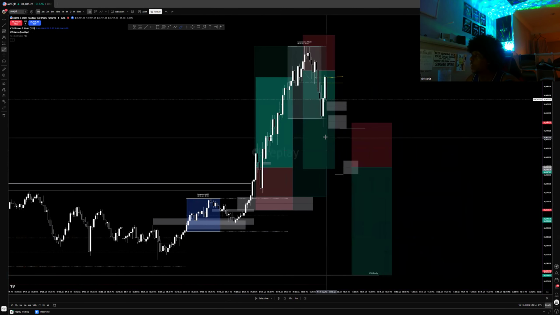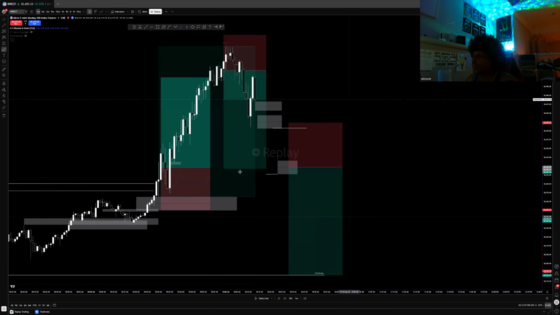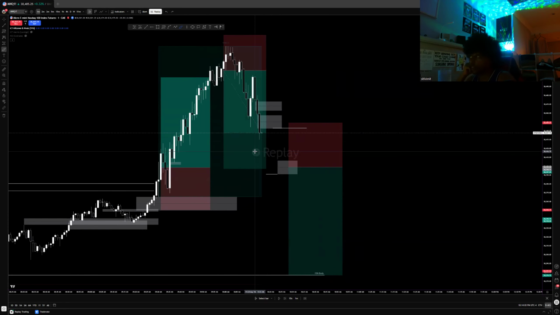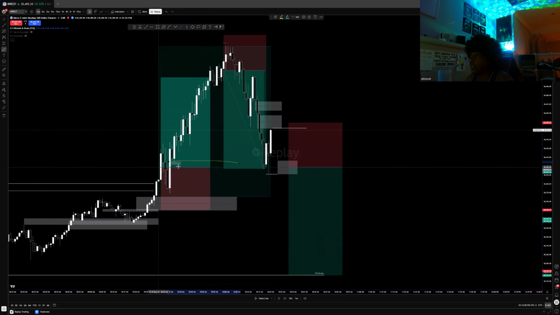So that is the exact reason why I wanted to enter on that trade. And then I wanted to hold it till this point, but I couldn't do it. I just closed it right exactly there. As you can see, we have an imbalance right there.